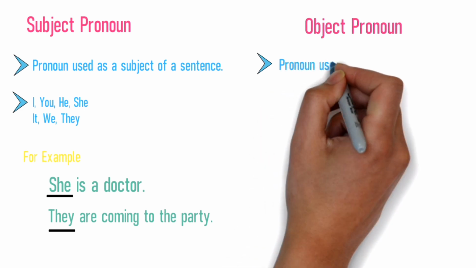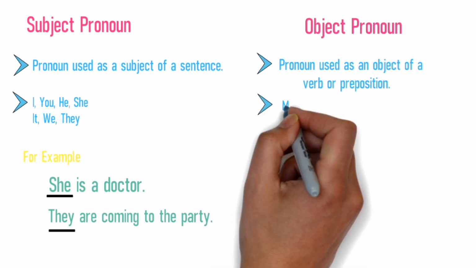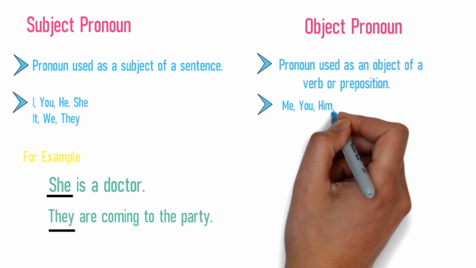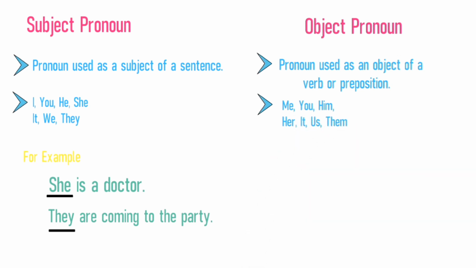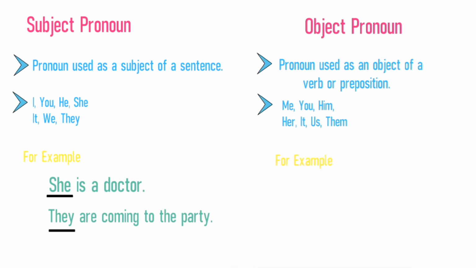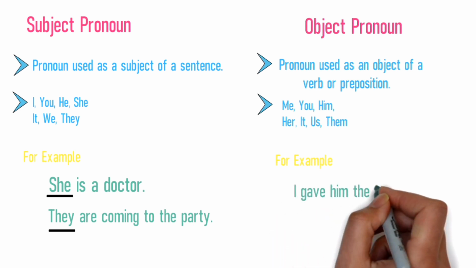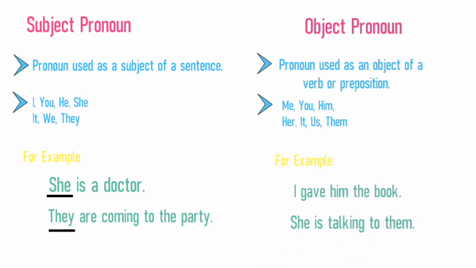Object pronouns. These pronouns are used as an object of a verb or preposition. It includes me, you, him, her, it, us, and them. Let's understand them by some sentence examples. "I gave him the book." "She is talking to them." In these sentences, him and them are pronouns used as an object, so we can say that these are object pronouns.